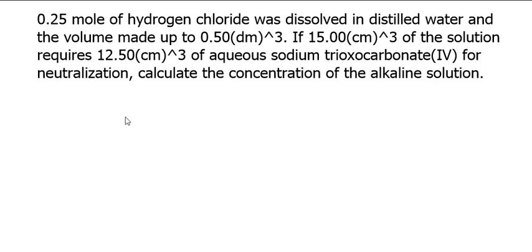Question says 0.25 mole of hydrogen chloride was dissolved in distilled water and the volume made up to 0.50 dm³. If 15.00 cm³ of the solution requires 12.50 cm³ of aqueous sodium trioxocarbonate(IV) for neutralization, calculate the concentration of the alkaline solution. Solution.